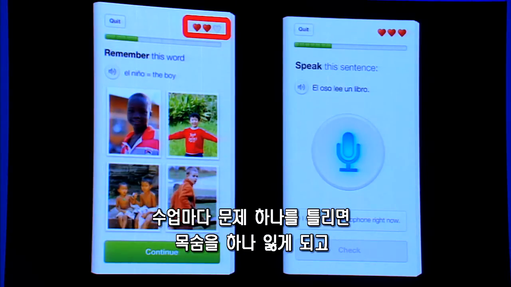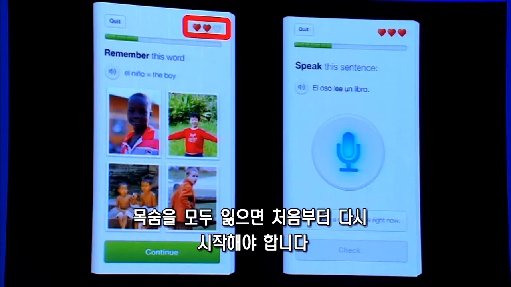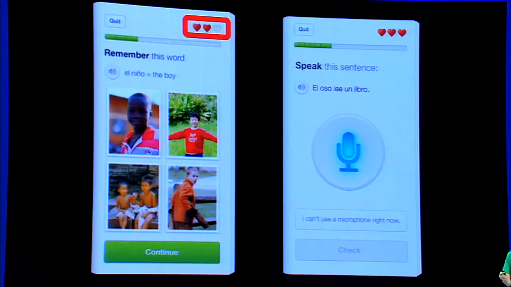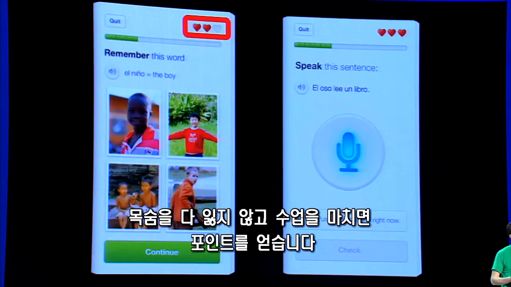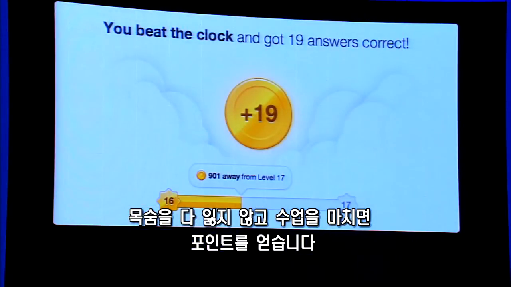And if you get any exercise wrong, then you lose a life. So you have 3 lives for each lesson. If you get an exercise wrong, you lose a life. And if you lose all your lives, you have to start over. Now, if you are able to finish the lesson without losing all your lives, then you get points.